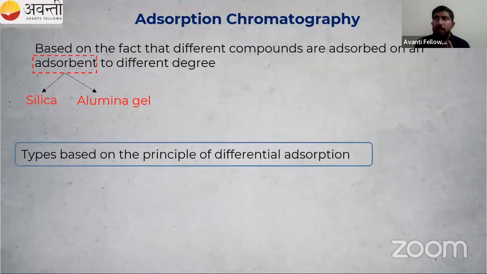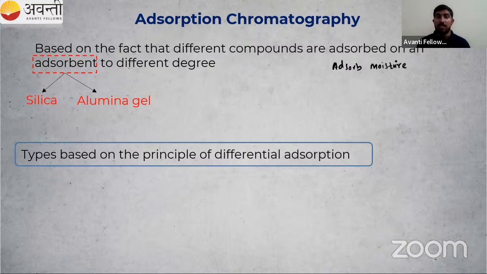You might have seen this white colored powder covered in a plastic paper in your electronic devices, in your bag, etc. That is our silica gel. What is the role of silica gel in electronic devices? They will adsorb, not absorb. They will adsorb the moisture present in electronic devices. Silica gel, there is alumina gel also. That substance which is taking up the moisture is known as the adsorbent.